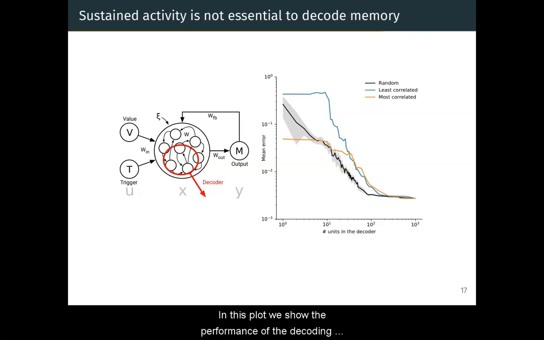In this plot, we show the performance of the decoding of the memory from a subset of neurons. In orange, we select the neurons in descending order of their correlation with output, from the most correlated to the least correlated. In blue, we select the neurons in ascending order of their correlation with the output, from the least correlated to the most correlated. And in black, we just take random ones.